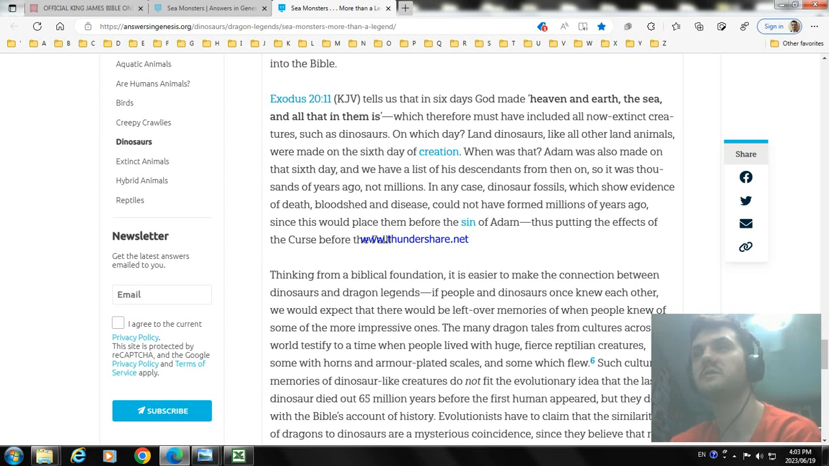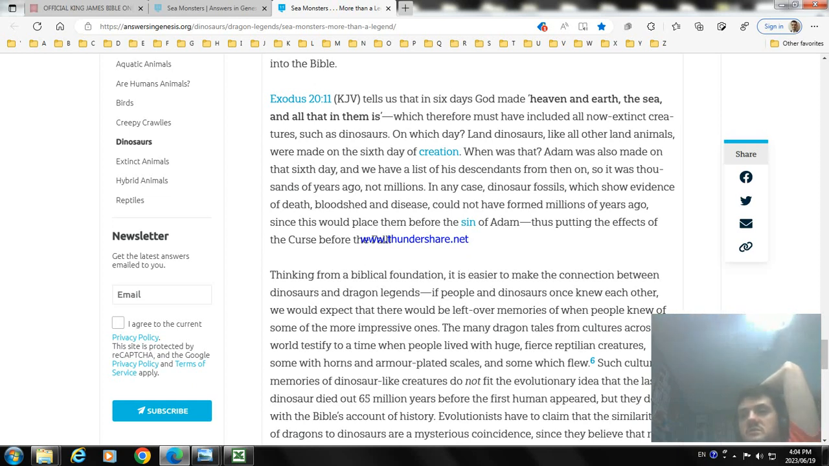Okay, so the concept of fossils. The KJV says, "In six days God made the heaven and earth and sea and all that is in them," and therefore it must include the dinosaurs, on which day land dinosaurs and other creatures were made. Basically, in the six-day creation, Adam was made on the sixth day, and we are his descendants, and it was thousands of years ago, not millions.